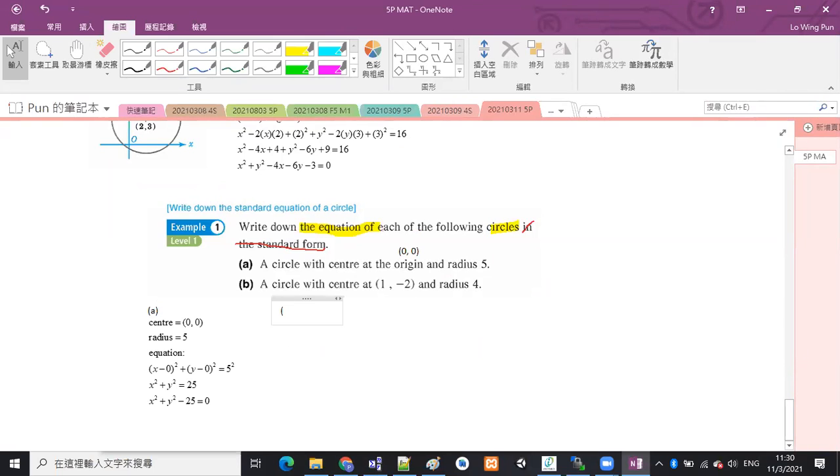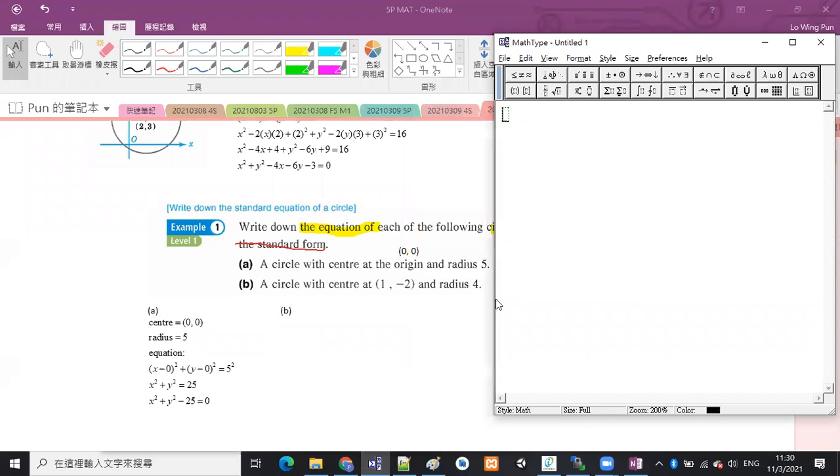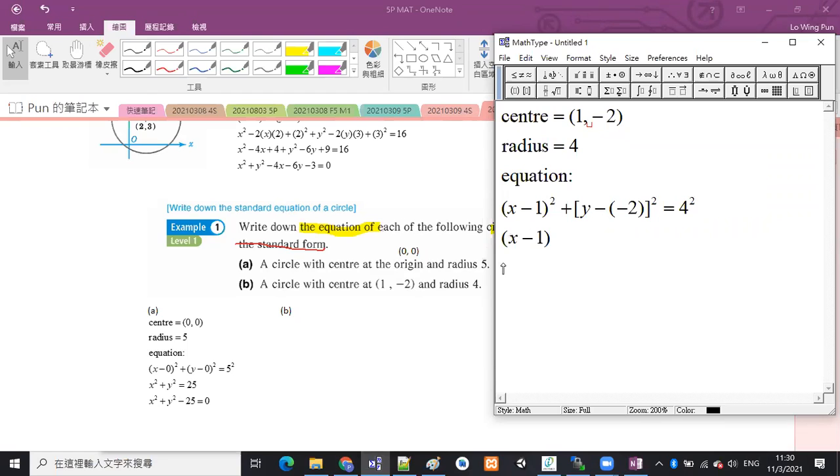And then in part B, a circle with center at 1, negative 2 and radius 4, and we are going to find the equation of that circle. So now we have the center being 1 and negative 2, and the radius being 4, and the equation is x minus h squared plus y minus k squared equals r squared. Simplify the double negative first: x minus 1 squared plus y plus 2 squared equals 4 squared, which is 16.